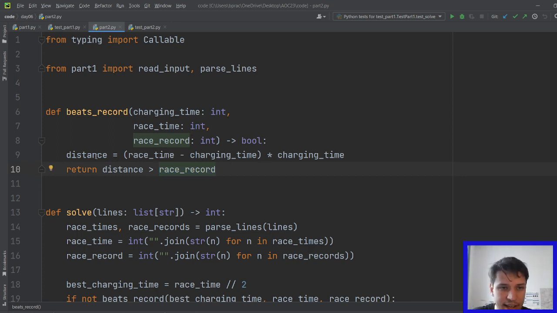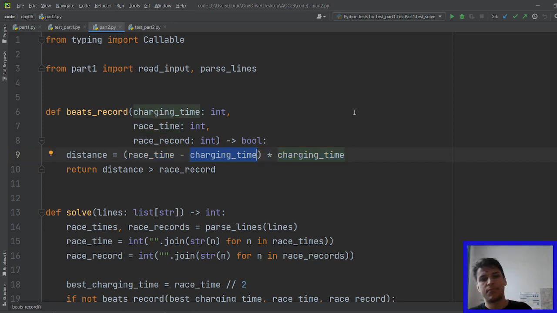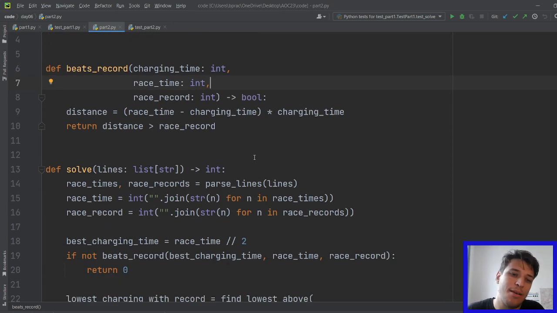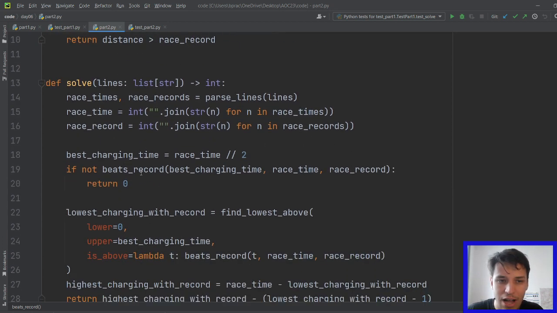And then we can see that the distance is a quadratic function of the charging time. So we could just solve the quadratic equation. I wasn't particularly excited to do that, so I did a different approach, by just doing some kind of binary search. So how did I do that?